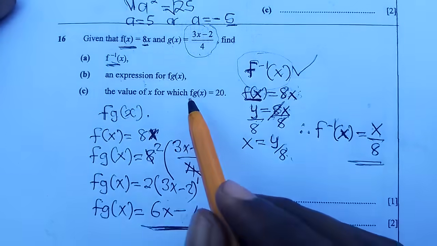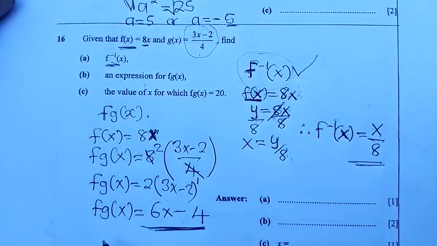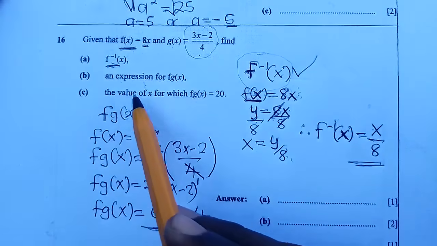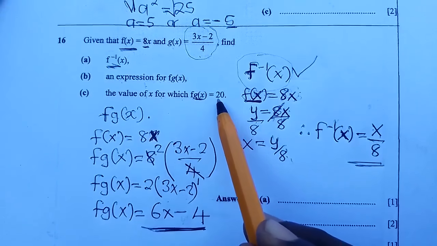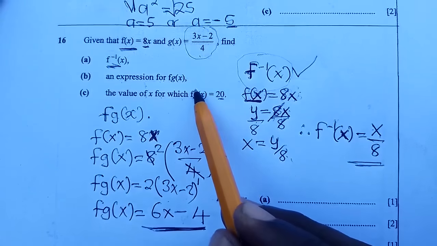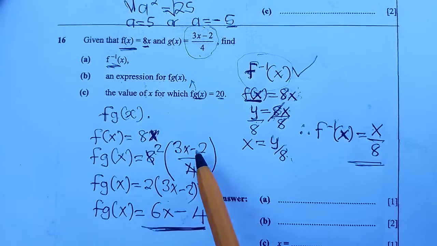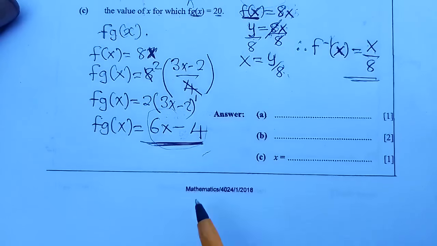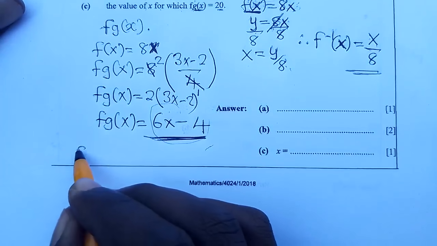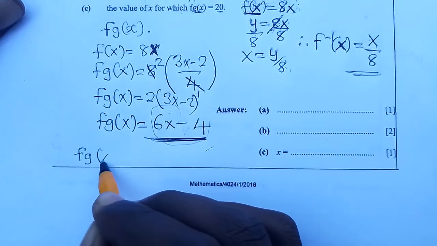Then we go to part C. What are we told? The value of x for which this function is equal to 20. This is the same one that you got from solving there. So you just get this one. I'm going to write it here, due to space. So f of g of x is equal to what?